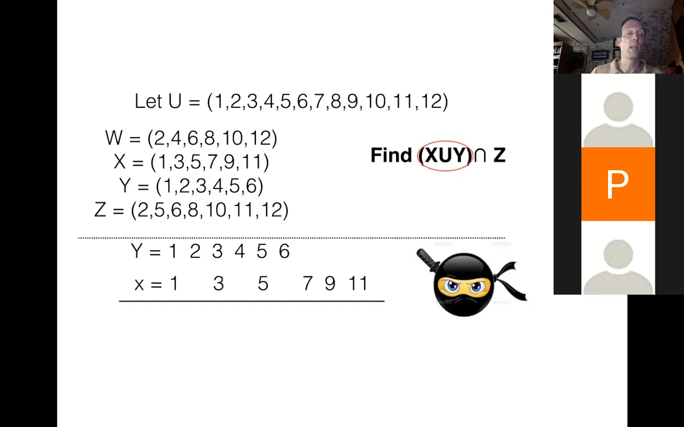I'm going to sweep from left to right. I'm going to write down all the numbers that I see, and I'm going to get 1, 2, 3, 4, 5, 6, 7, 9, and 11. Everybody okay so far?